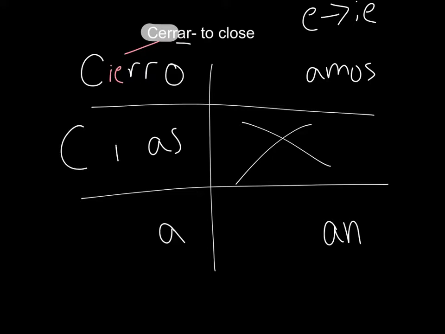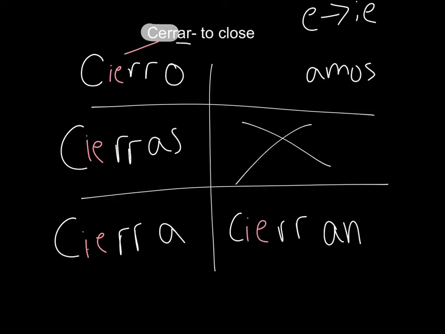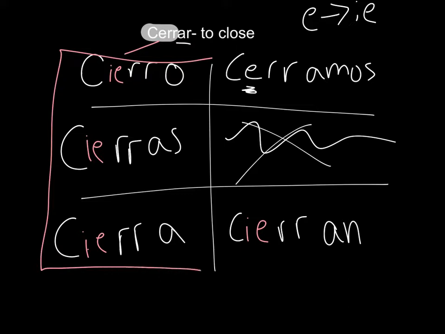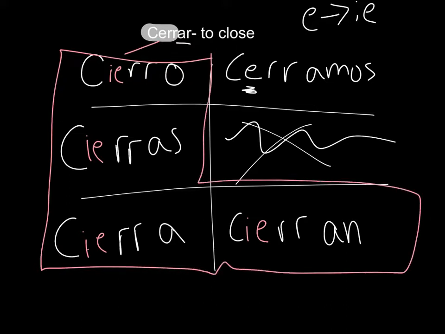So we have cierro, and right here we have cierras. Right here we have cierra, and then right here we have cierran. But what do we do up here in the nosotros box? We leave it the same: cerramos. We do not do the stem change in the nosotros or in the vosotros, but we're not worried about that. Notice that it forms a boot, more or less. Stem changing verbs.